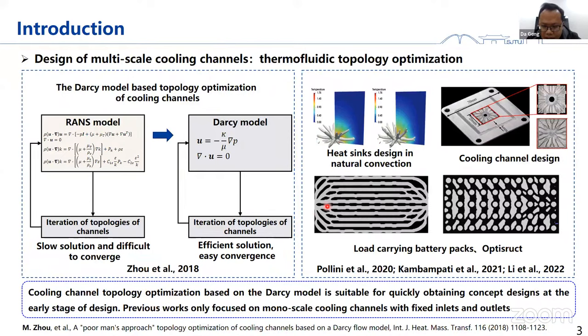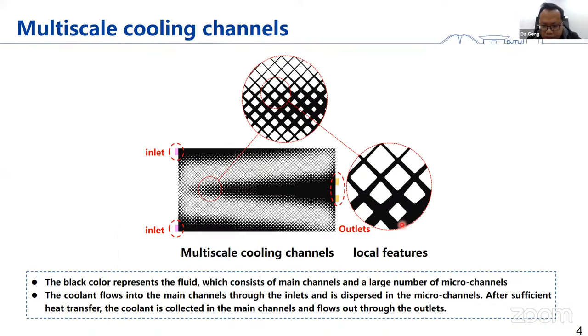This method has been extended to 3D heat sinks in natural convection and load bearing battery packs. It has recently been integrated into Altair OptiStruct topology optimization software. Previous works only focus on monoscale cooling channels with fixed inlets and outlets, but fail to improve performance from the multiscale and the distribution of inlets and outlets.